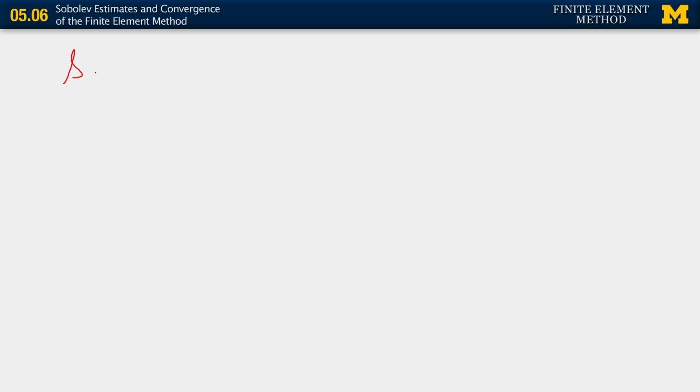Okay, so we are now shaping up to get to the main result related to finite element analysis, right? And an analysis of the convergence of the method. To get there, to actually get to that result, there is one more class of results that we need. So the title of this segment is going to be Sobolev estimates.